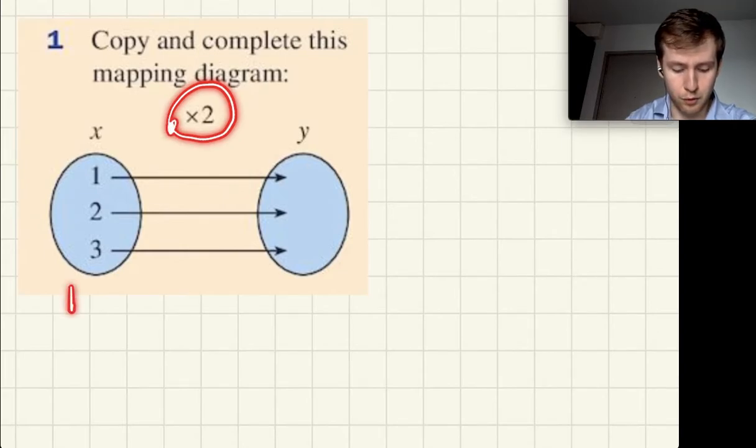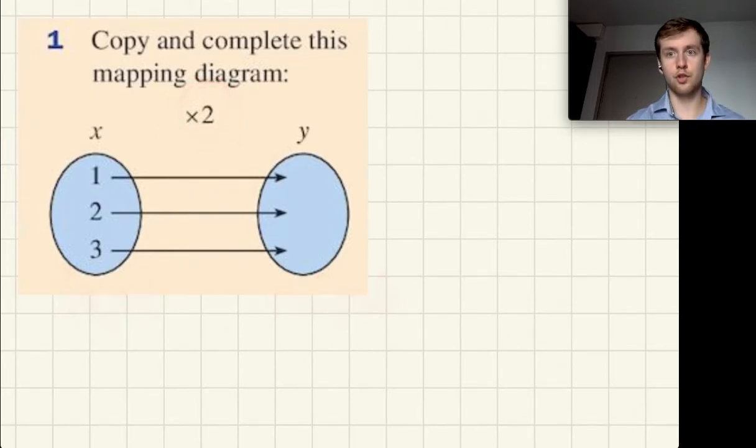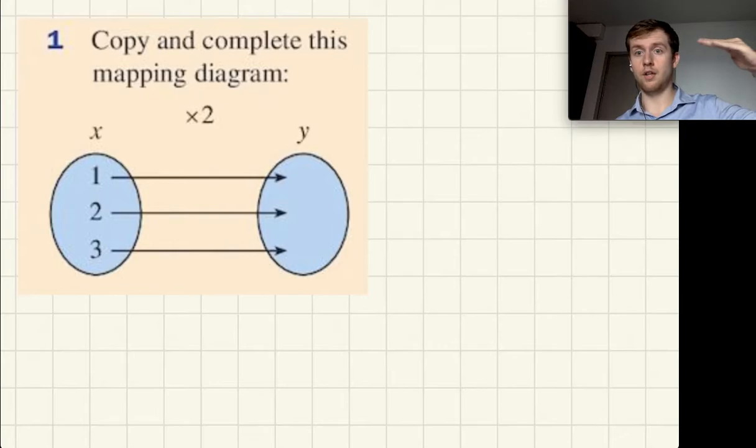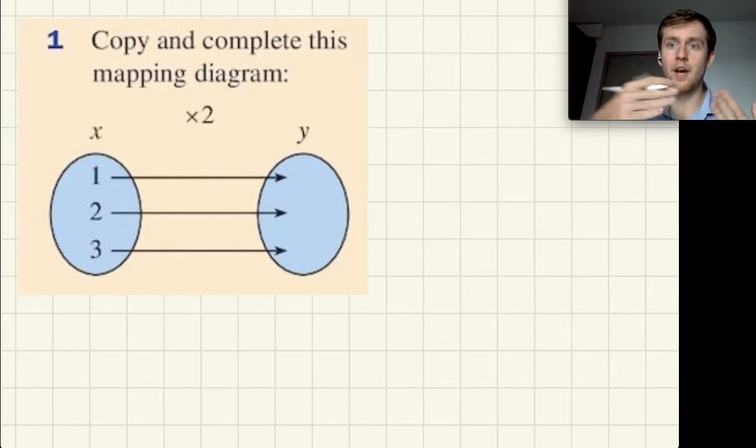So this is what we call an input. This is what we call an output. It goes from here and then it goes like this, right? And then bam, it gets multiplied by 2. So whatever comes in there gets multiplied by 2 and then it comes out, kind of.